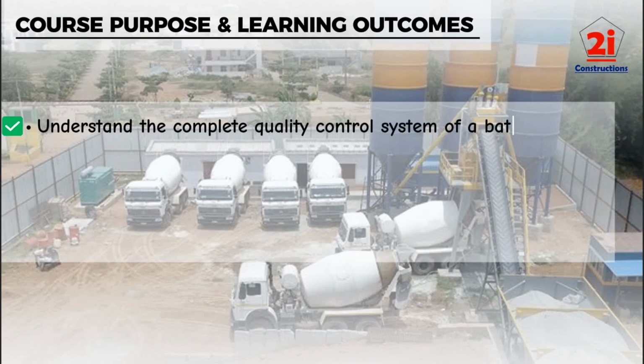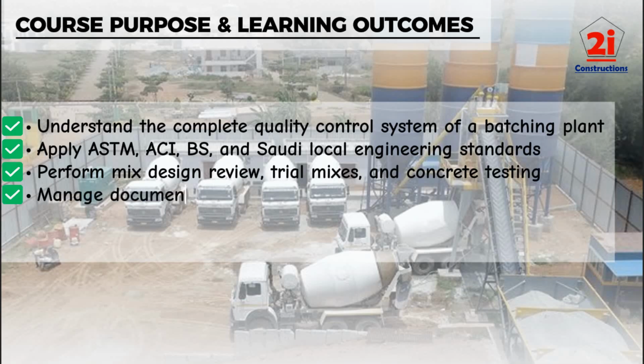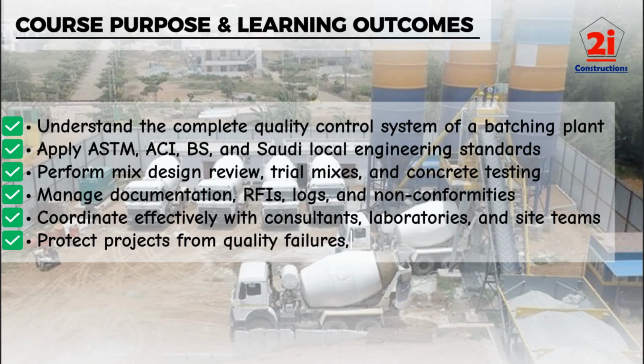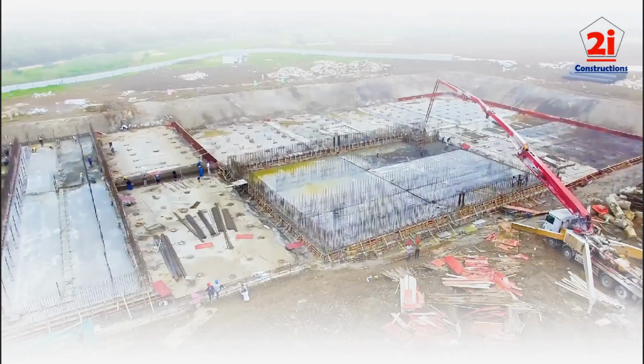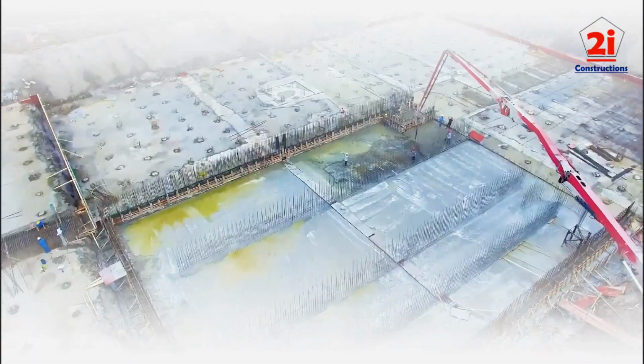By the end of this course, you will be able to understand the complete quality control system of a batching plant, apply ASTM, ACI, BS, and Saudi local engineering standards, perform mix design review, trial mixes, and concrete testing, manage documentation, RFIs, logs, and non-conformities, coordinate effectively with consultants, laboratories, and site teams, protect projects from quality failures, NCRs, and rework. This is not theory only. This course is based on real site practices, mega project requirements, and audit-ready QC systems.